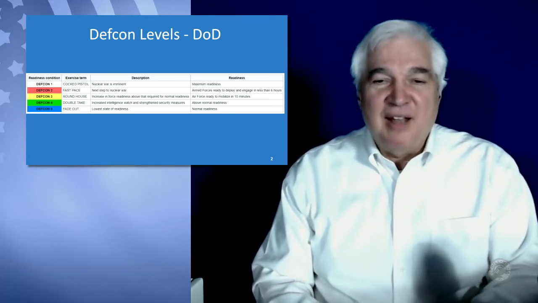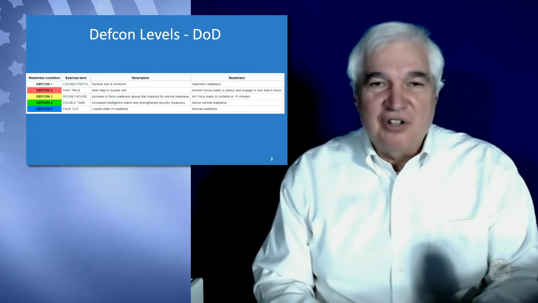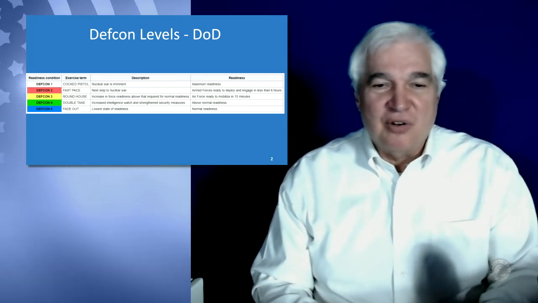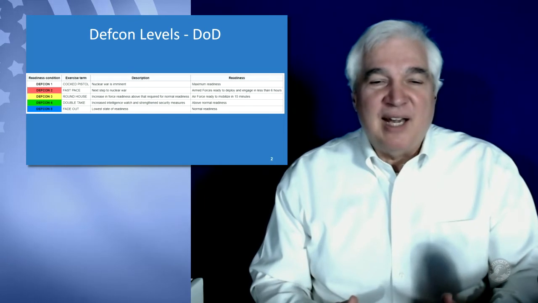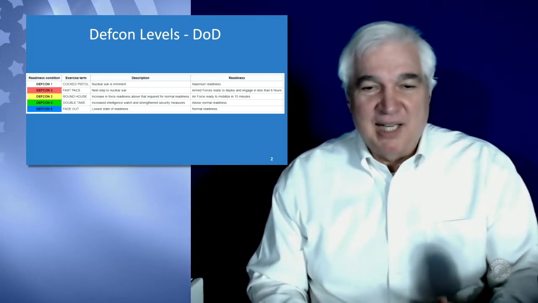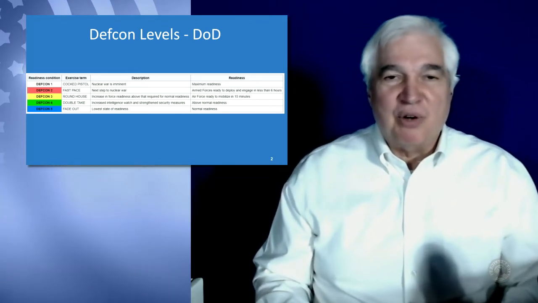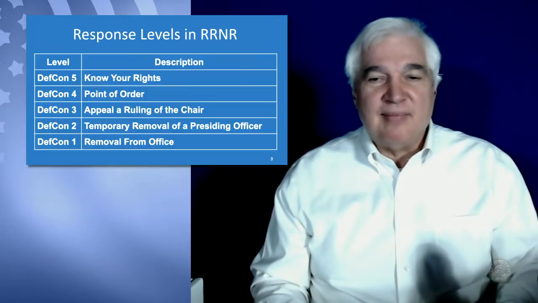I looked up the DEFCON levels, and they kind of roughly corresponded to the levels of escalation that you go through in Robert's Rules of Order when you find yourself in this situation. You have DEFCON 5, which is your lowest state of readiness, all the way to DEFCON 1, which is nuclear war is imminent. We will go through all the stages on how to get there, because there's a progression that you follow when you come into a circumstance like this.